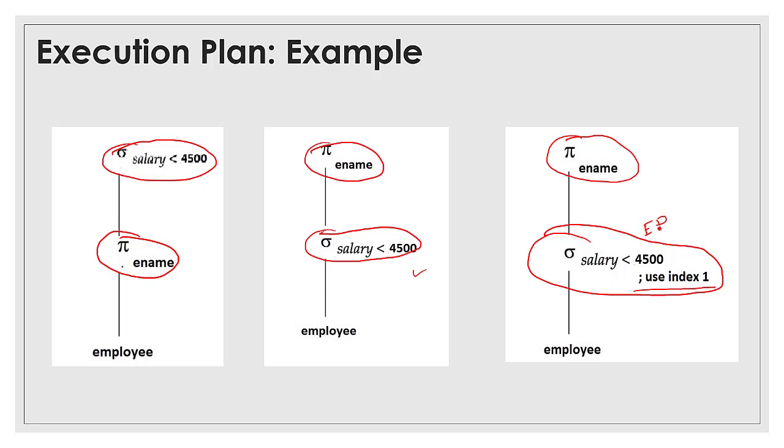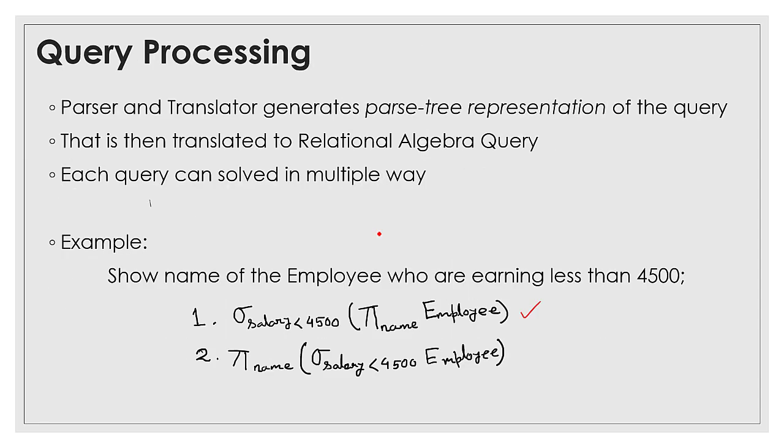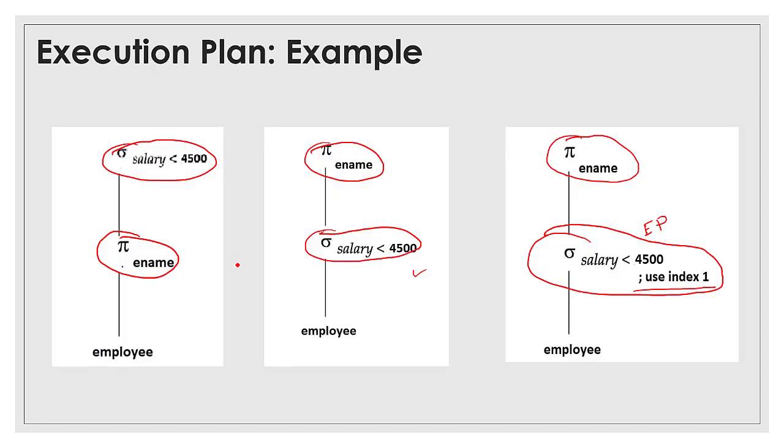So these are the execution plans for the same problem, which is to show the name of the employees who are earning less than 4,500. Now all these evaluation plans will go into the query optimizer, and the query optimizer will choose one of them which has the lowest cost. Cost in the sense of time, in the sense of resources.